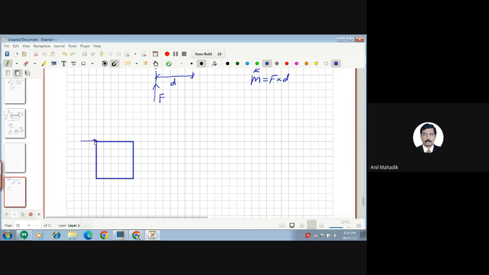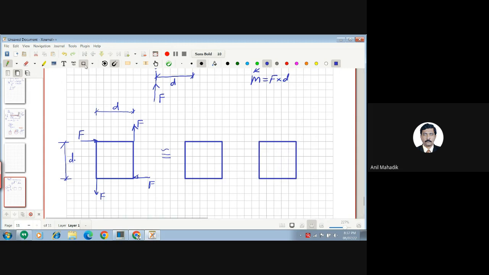Now see, let's say I have this object with force F here like this. Then I have force like this, and let's say this distance is nothing but D. This is also D. And all forces are F. So I can equivalently show this as, I'm just splitting that part. So this is my F. This is my F. Again, this is my F. This is my F. Okay.